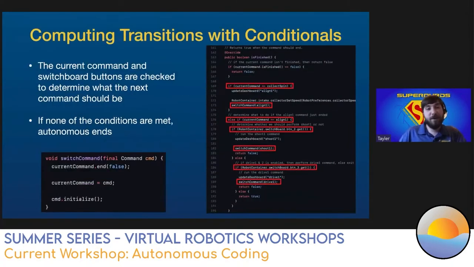Next up, we're going to start computing the transitions with our different conditionals. The current command and the switchboard buttons are going to be checked to determine what the next command should be. So here you can see this is in isFinished. If the current command is collect spin, we're going to switch the command to align 1. Else if current command is align 1, check to see if button 2 or switch 2 is switched on. Then we're going to switch our command to shoot 1. Else, if button 3 is switched on, we're going to switch the command to drive 1. And if none of the conditions are met, autonomous will end.